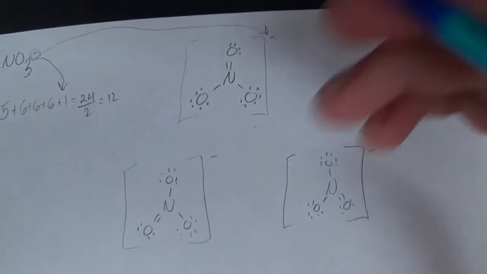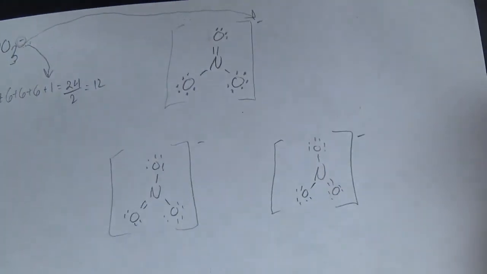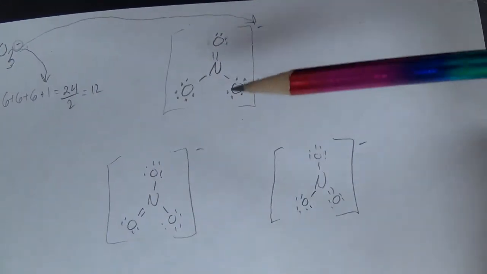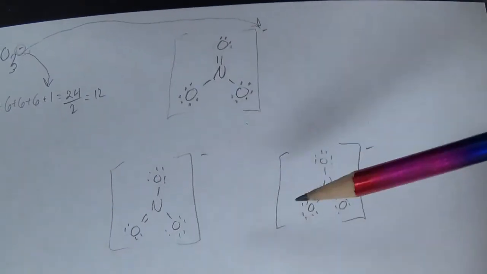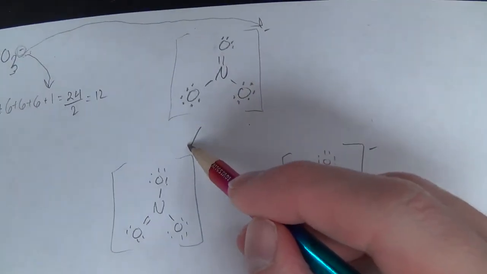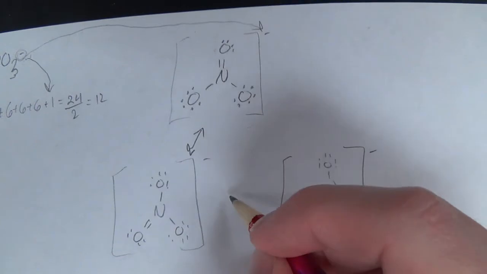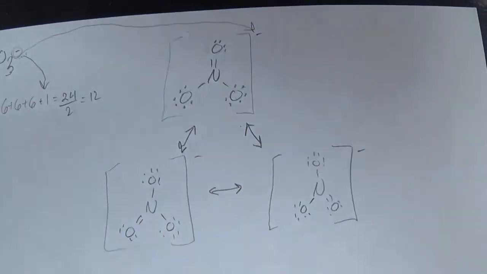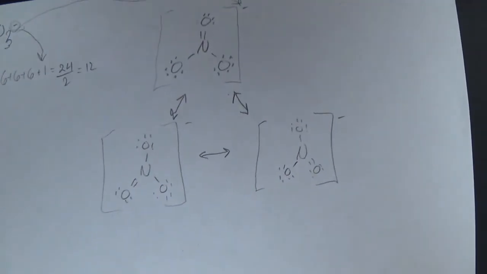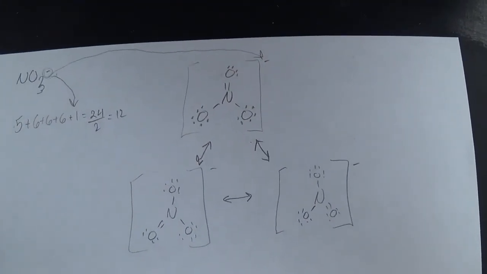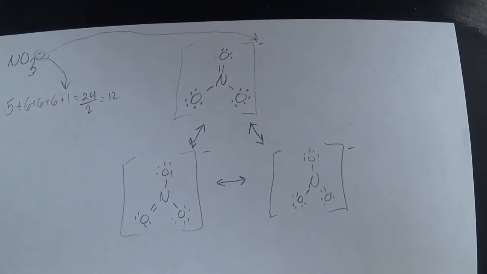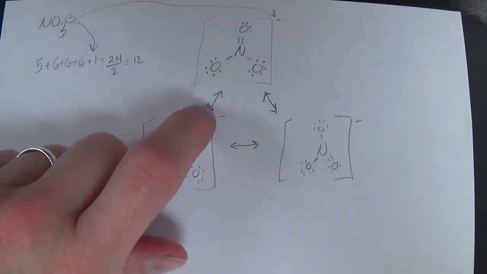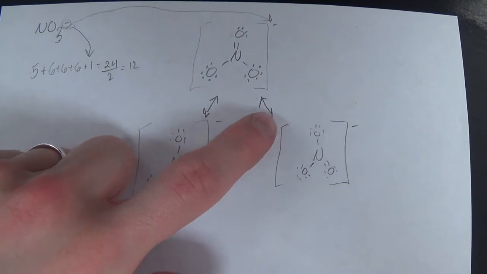Still using the bracket and the charge because I had the charge there. So all three are possible. Which one do I show? Which one do I pick? How do I know which one to put on my paper? You put all three on your paper. When there's more than one picture that could represent the compound, you need to show all the possibilities. They're called resonance structures, and you're going to draw double-sided arrows between them to show the resonance structures.